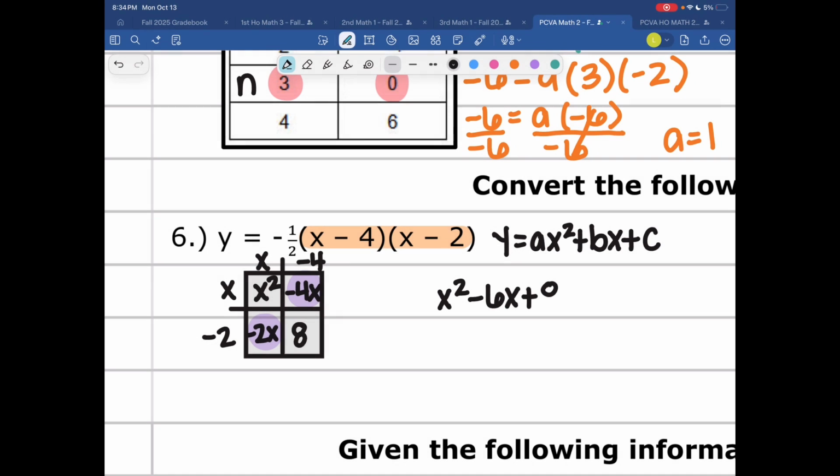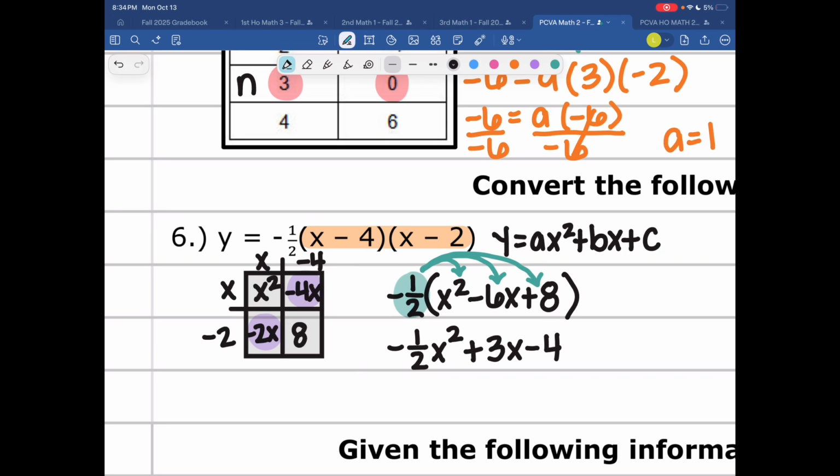But we need to distribute that -1/2 into my problem. So we're going to distribute the -1/2 to every term in the parentheses to turn this back into standard form. So this is going to be -1/2 x squared. So half of 6 is 3, but a negative and a negative is going to make +3x. Half of 8 is 4, but that's going to turn that into a -4.